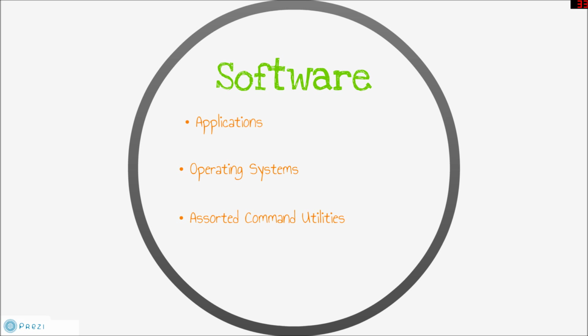The software component of the information system comprises applications, operating systems, and assorted command utilities. Software is perhaps the most difficult IS component to secure. The exploitation of errors in software programming accounts for a substantial portion of the attacks on information. Software programs are the vessels that carry the lifeblood of information through an organization.